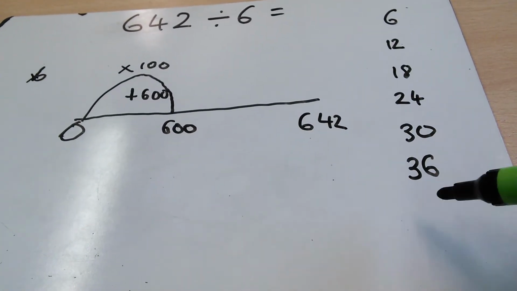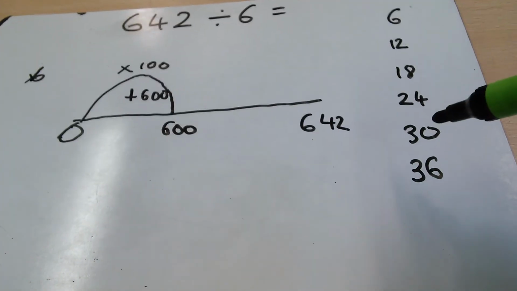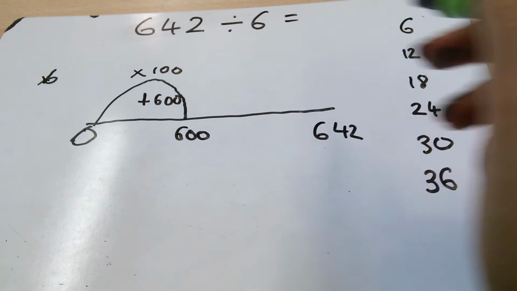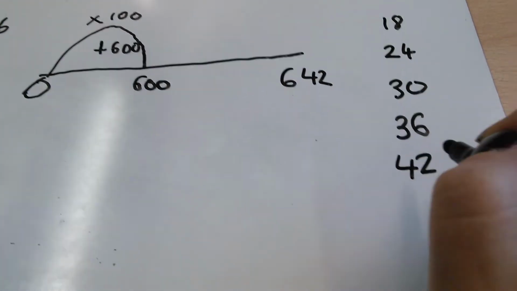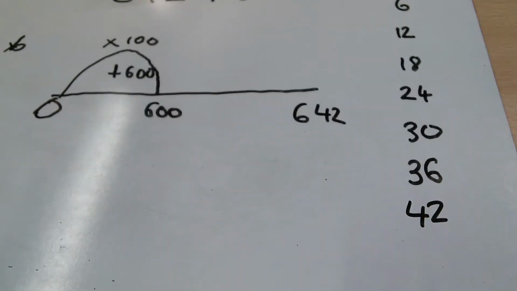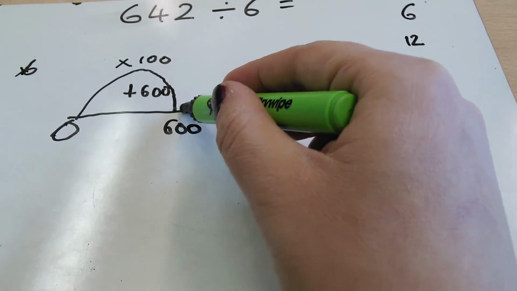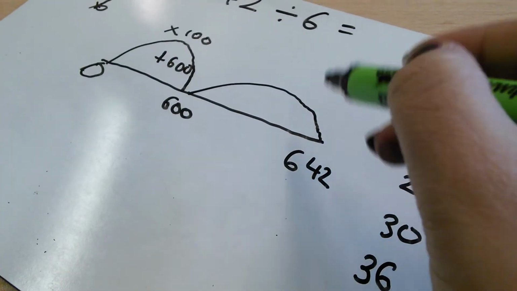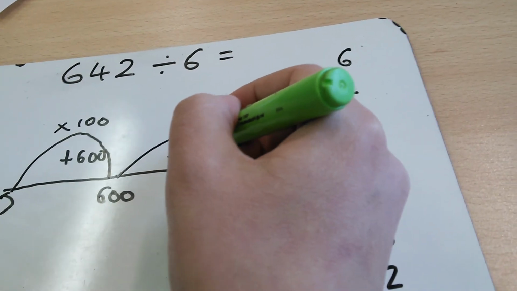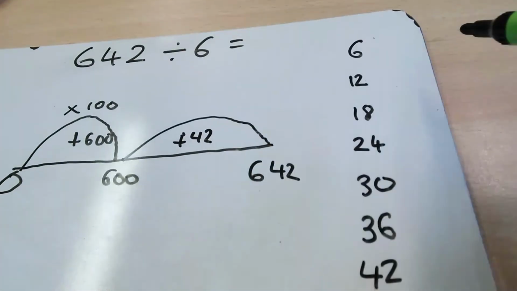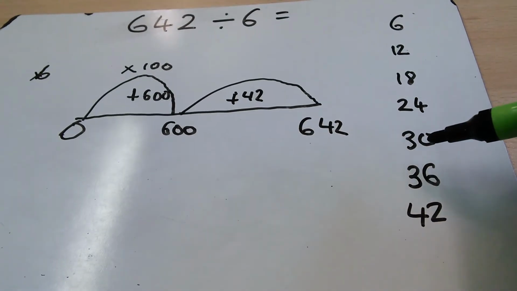I don't know this part of the table. If I counted on, I could do it. But think about it. I could maybe do a jump of 30. Oh, actually, if I keep going, I can see that 42 is a jump. So I could do a big jump of 42. Oh, look, the thing's moving. It got so excited. So I could add 42. And how many lots of 6 would that be? 1, 2, 3, 4, 5, 6, 7.